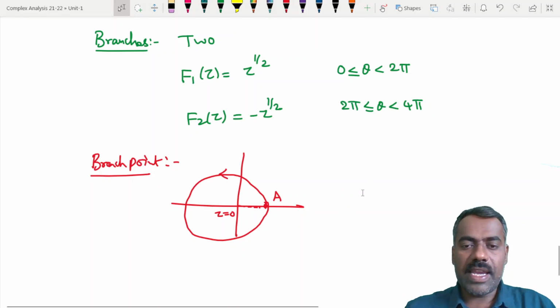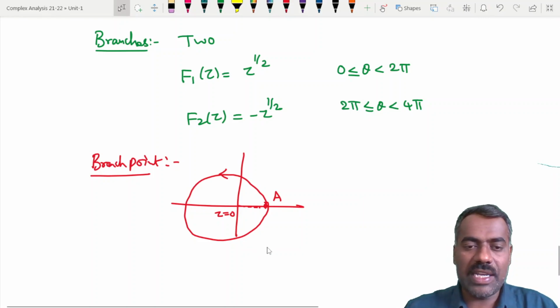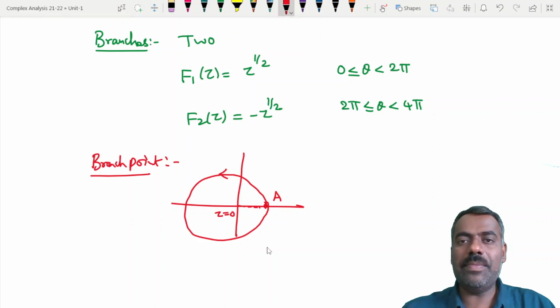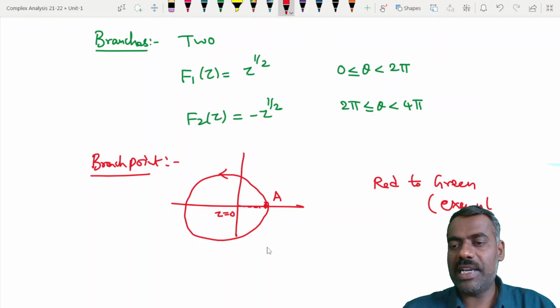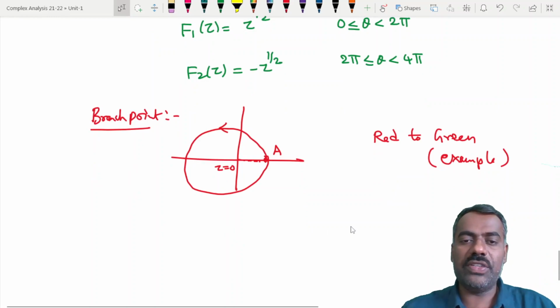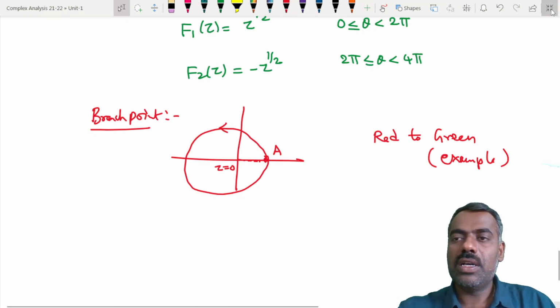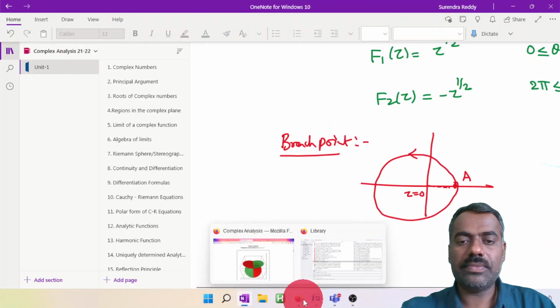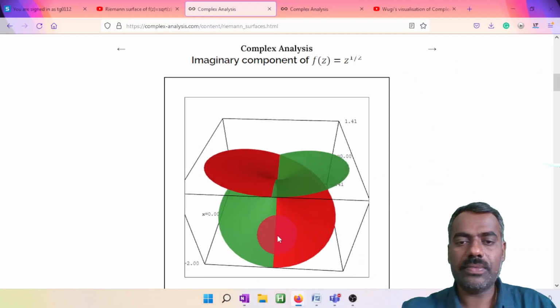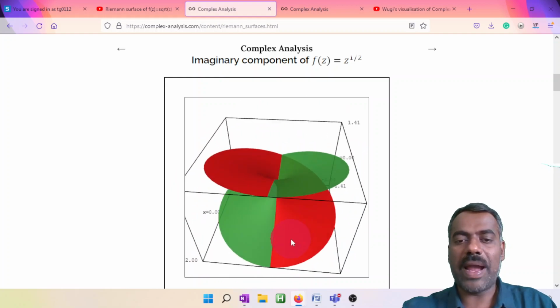Then in the W plane, when I start from here and reach up to here, as in that image, we have reached from red to green. Yes or no? Is that clear? Right? So from one branch we have reached another branch. Whatever closed curve you take which encloses this 0, we go from one branch to the other branch. You can check here. You start from this and go one round, then you will reach the other part which is green.